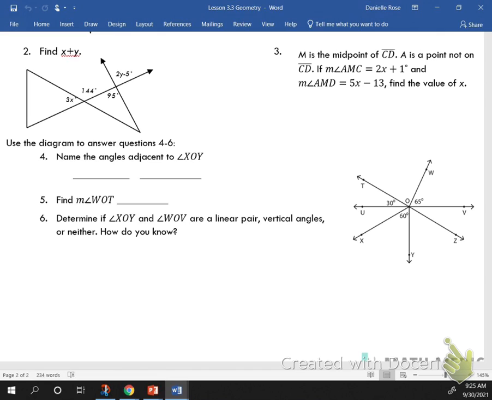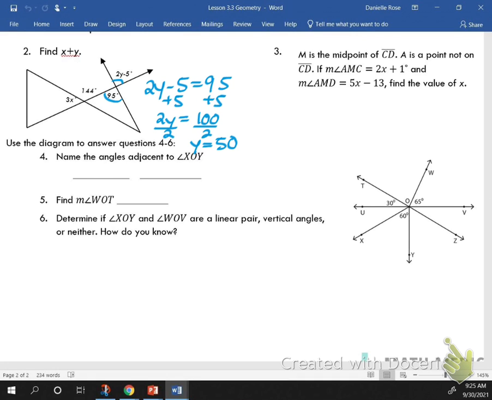Number 2, we have to find x and y. Let's start with y. What's the relationship here? They're equal because of vertical angles. So we're going to set them equal to each other and solve for y. Did you get 50? Yes. Sweet. Y equals 50.